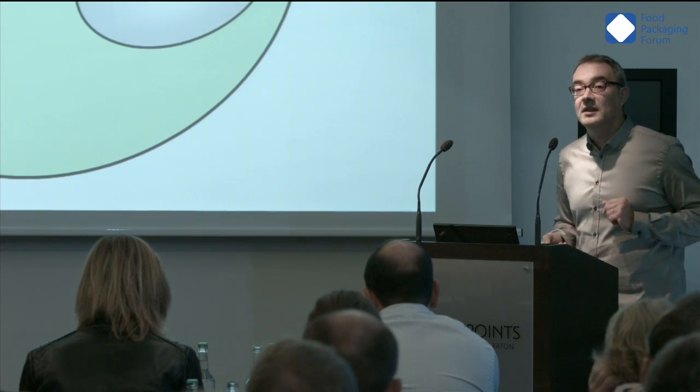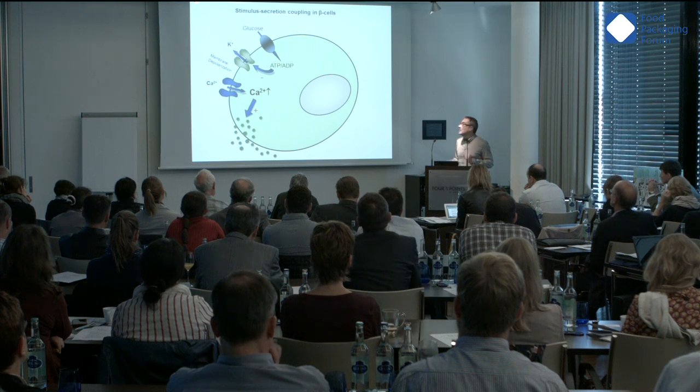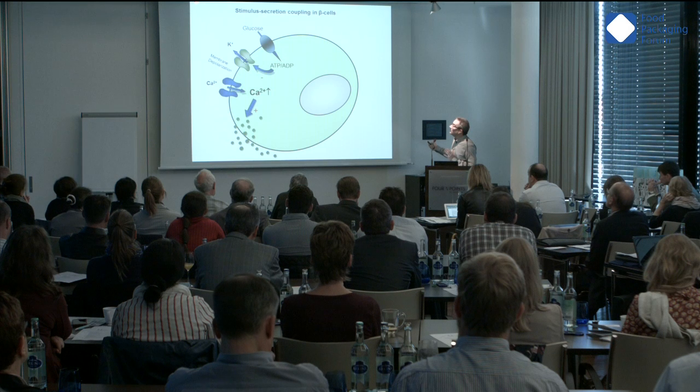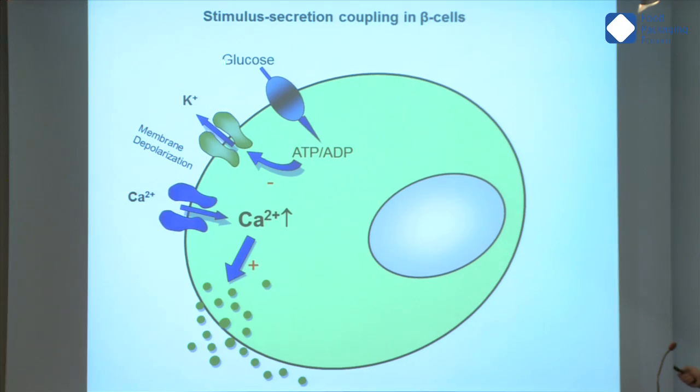And how is that working molecularly? Well, let me tell you how stimulus-secretion coupling works in the beta cell. When extracellular glucose increases, it enters the cell through GLUT2 in the case of mice, is metabolized, and increases the ATP-ADP ratio, and that blocks the ATP-sensitive potassium channel at the membrane, which is responsible for the resting membrane potential of the cell.